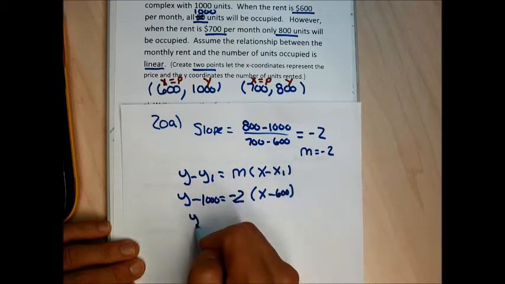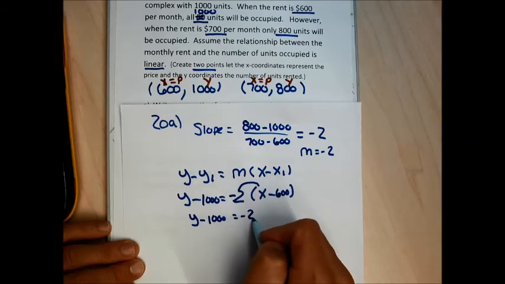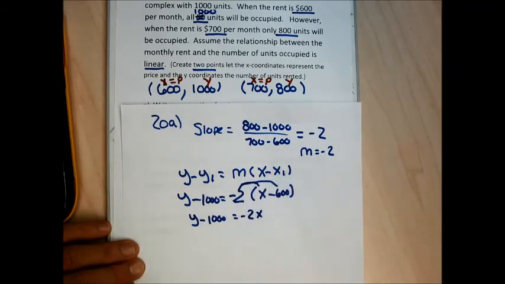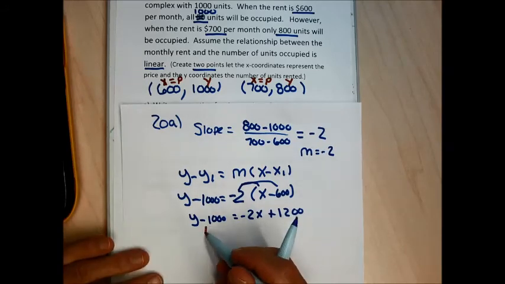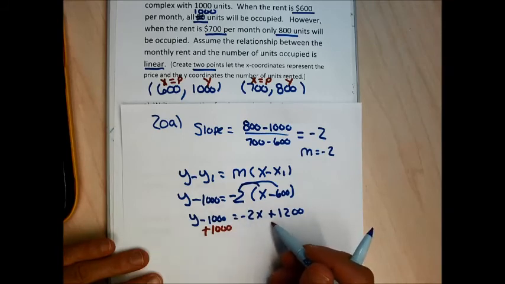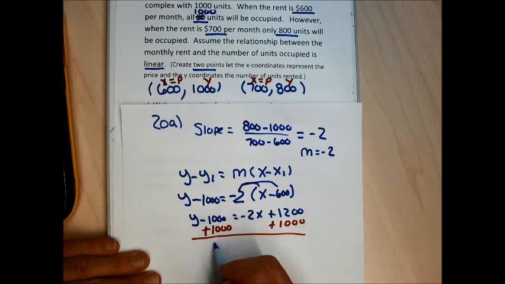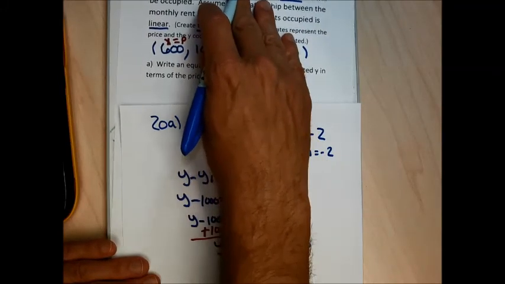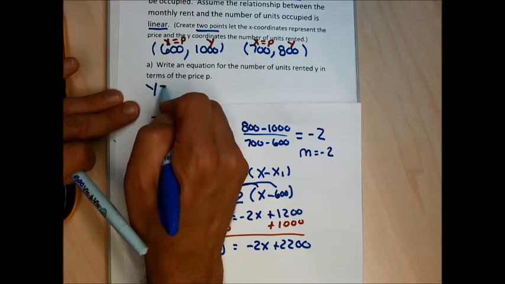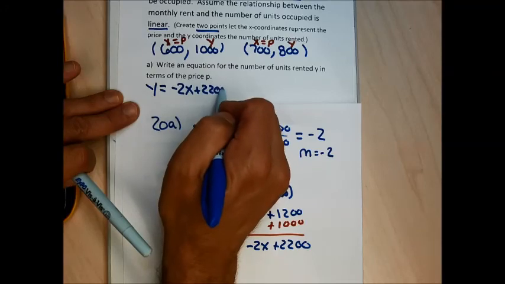And now I'm going to clear the parentheses and solve for y. So I'm going to go negative 2 times x is negative 2x. Negative 2 times negative 600 is plus 1,200. And then I'm going to add 1,000 to both sides. And I'm going to get an answer for part A of y equals negative 2x plus 2,200. I'm going to put that into my answer for part A. So a correct answer for part A is y equals negative 2x plus 2,200.